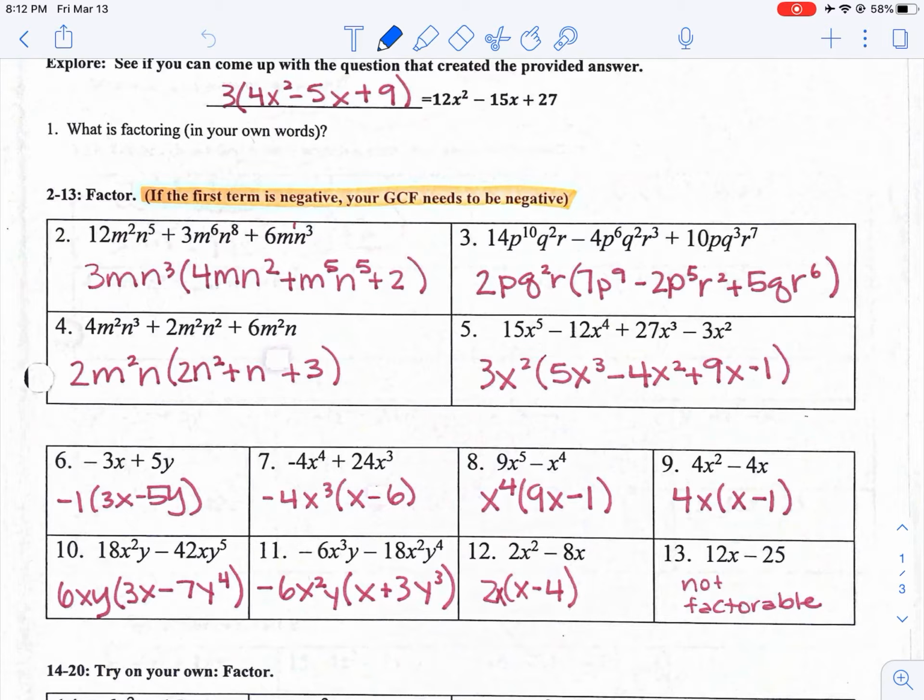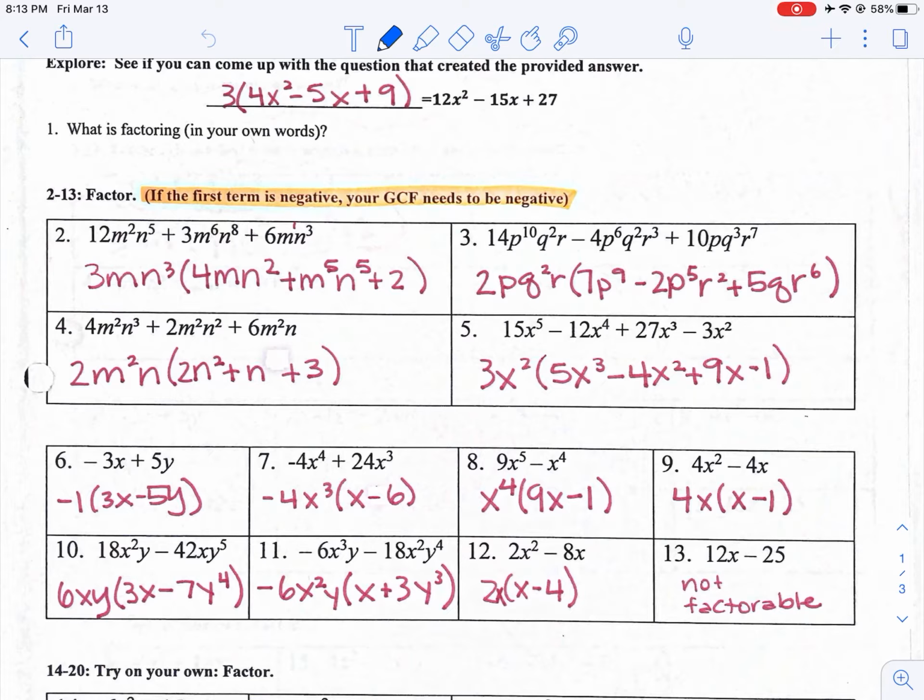If you look at 13, it says not factorable. That means on that one, there's nothing that is in common with them. And so there's nothing else to do, so you just say not factorable.